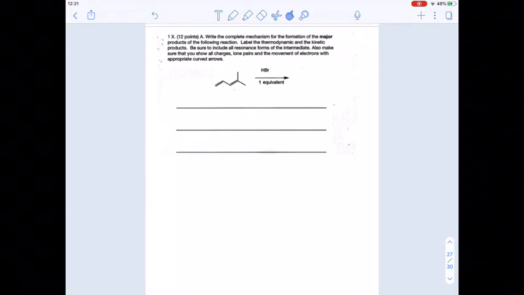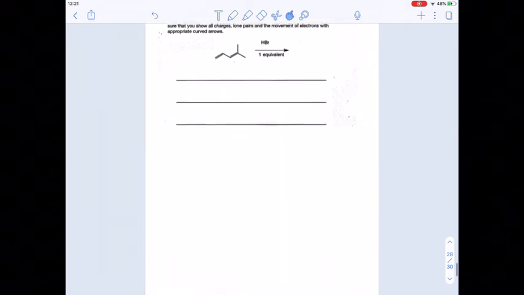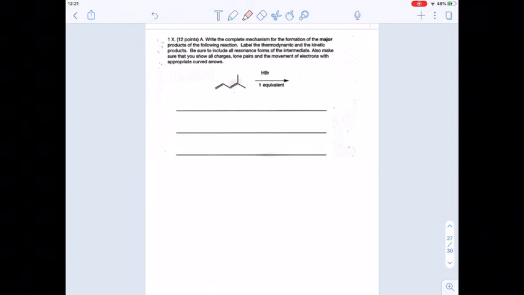Okay, so 1x asks us to write the complete mechanism for the formation of the major product of the following reaction. Label the thermodynamic and the kinetic products. Be sure to include all resonance forms of the intermediate. Also, make sure that you show all charges, lone pairs, and the movement of electrons with appropriate curved arrows.